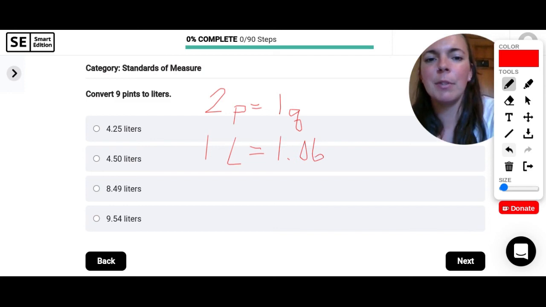Okay, so all we have to do is take our 9 quarts and divide that by 2. Or sorry, 9 pints and divide that by 2. So that would be 4.5 quarts.